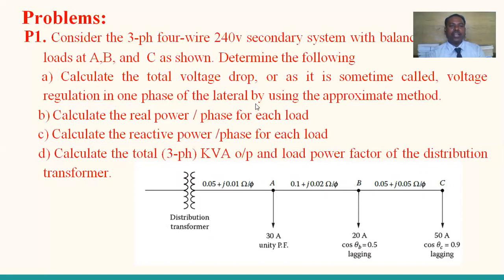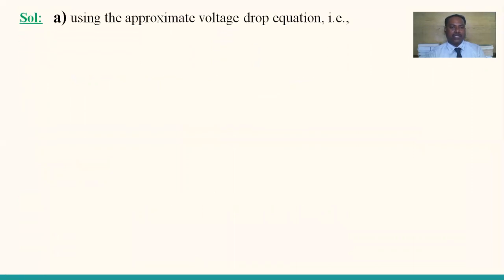In this problem, you are asked to calculate the total voltage drop, otherwise called voltage regulation, by using the approximate method. Similarly, the real power per phase of each load, the reactive power per phase of each load, and also the apparent power output as well as the power factor are required. So let us calculate the voltage drop of each section initially. After that, we can proceed to the total voltage drop. Let us start from this.